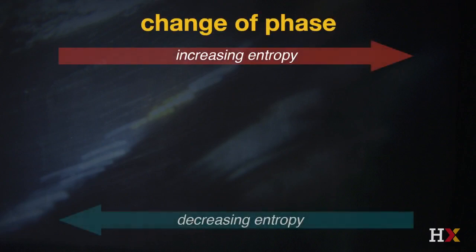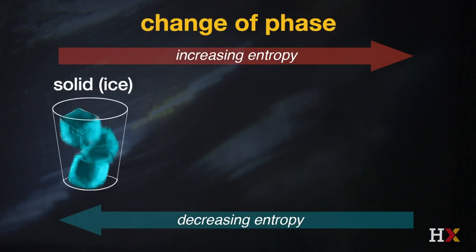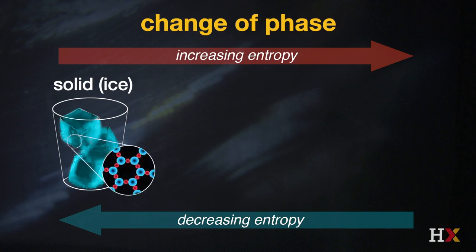Now let's look at the predicted sign for the change in entropy when we change phases. So in this case, let's look at the solid phase first, and let's just pick our favorite solid, ice. Ice is a beautifully structured molecular configuration of water combining into a crystal form, which is transparent. We know that that's ice. And that's a highly organized form of matter.